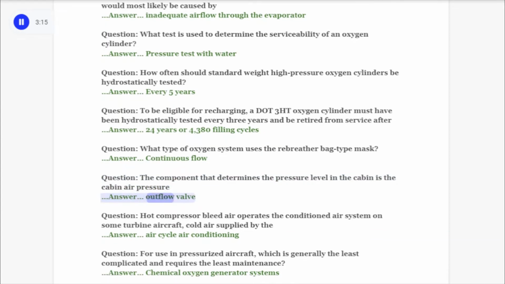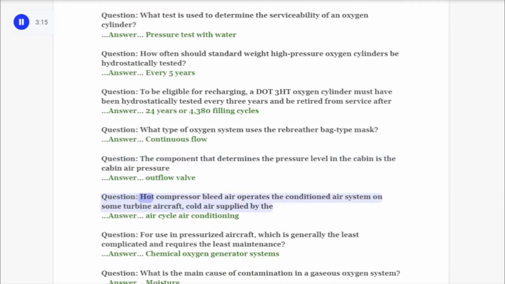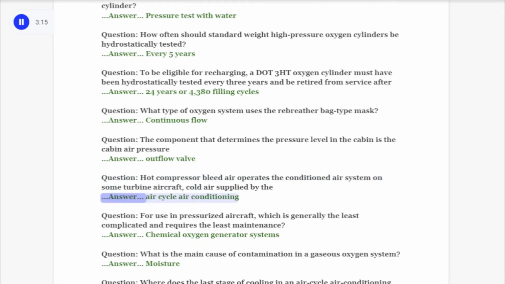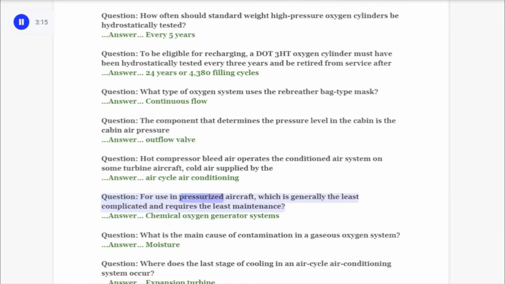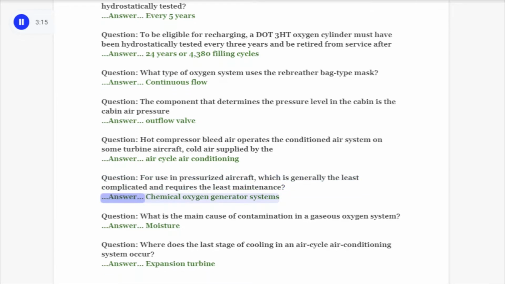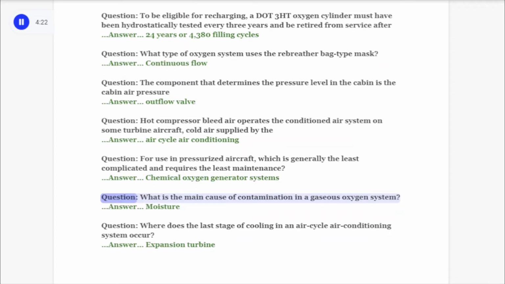Answer: Outflow valve. Question: Hot compressor bleed air operates the conditioned air system on some turbine aircraft, cold air supplied by the? Answer: Air cycle air conditioning. Question: For use in pressurized aircraft, which is generally the least complicated and requires the least maintenance? Answer: Chemical oxygen generator systems.